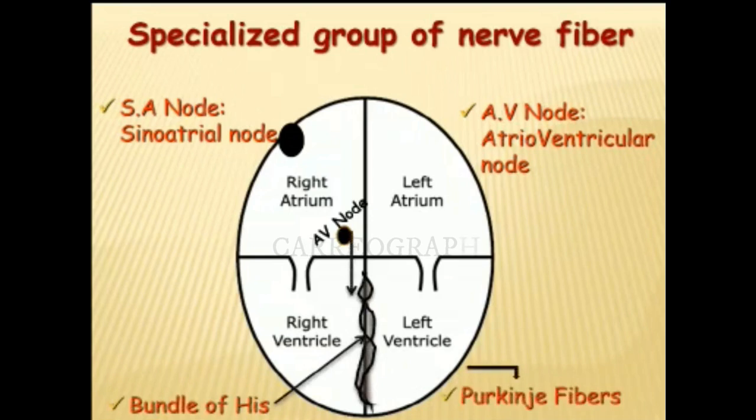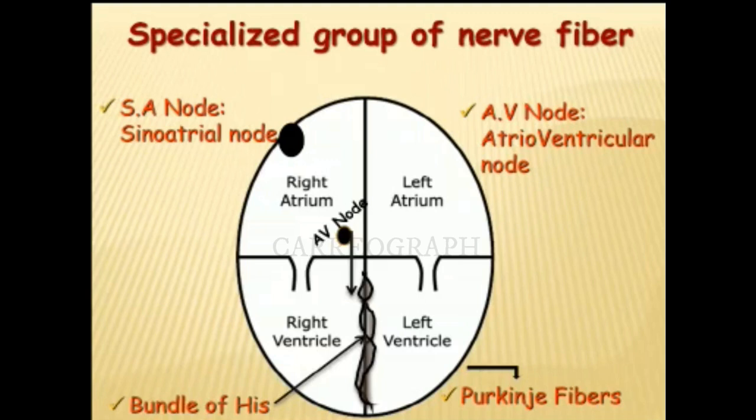Friends, these SA node and AV node are present in the right atrium. As you can see in this picture, the SA node is present on the wall of right atrium. The SA node, that is sinoatrial node, is also called the natural pacemaker of heart. This group of cells has the ability to generate electrical impulse. The second node is AV node, that is atrioventricular node, which is present on the floor of right atrium.